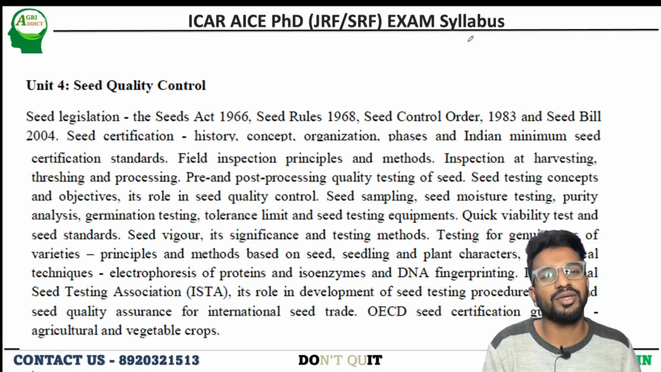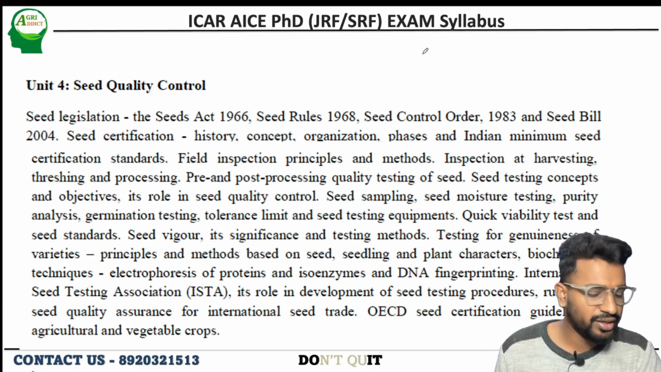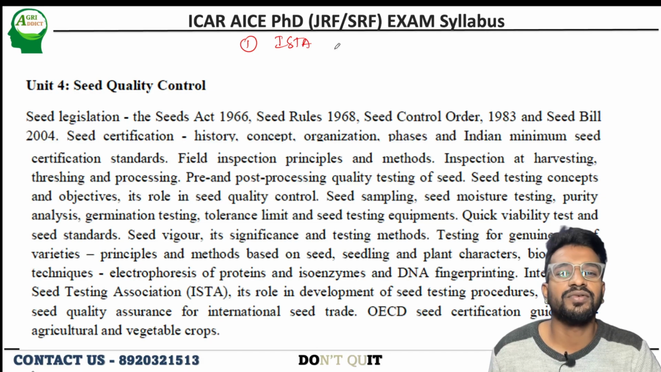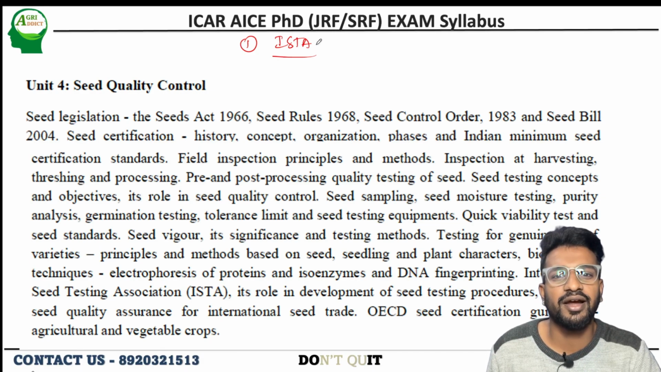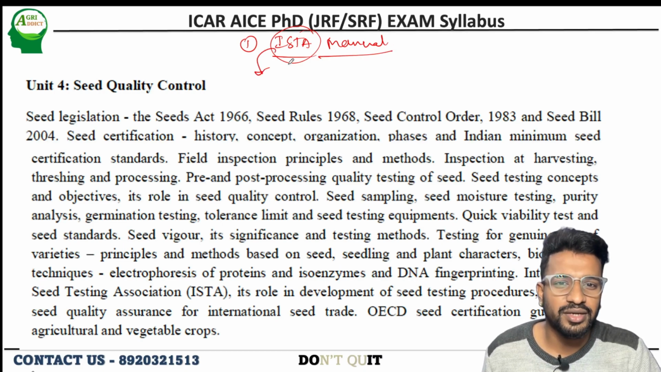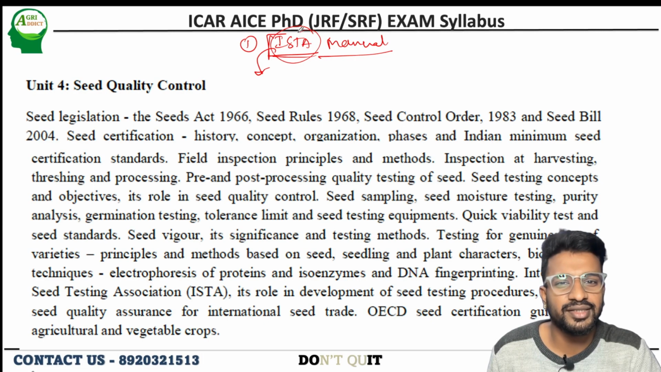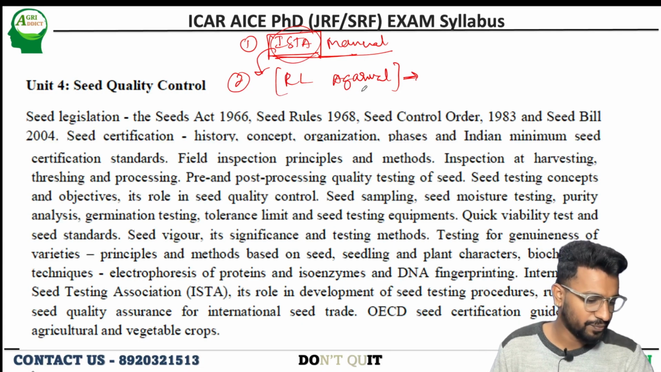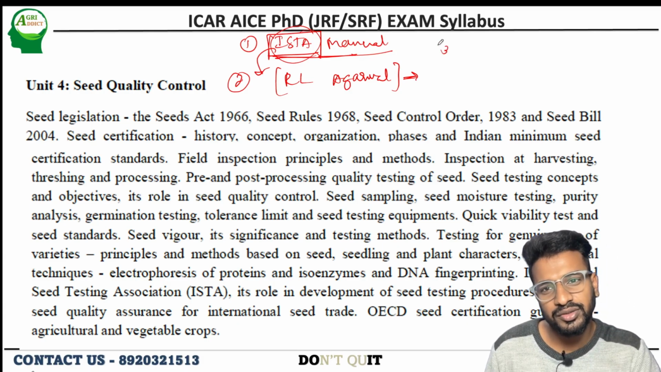Next comes the fourth unit, which is seed quality control. For seed quality control, I would say always start with the manual called the ISTA manual, because most of our seed quality practices and procedures are derived from this manual. What is ISTA? ISTA is the International Seed Testing Association. We follow most of the things from ISTA only. So it is very important to know about the international standards and the Indian standards. Start with the ISTA manual and read the R.L. Agarwal book thoroughly. Seed testing is nicely given in this book. You can refer to the complete seed quality control from this book of R.L. Agarwal. And if you want to refer to any other books, you can also go for NC Singhal.